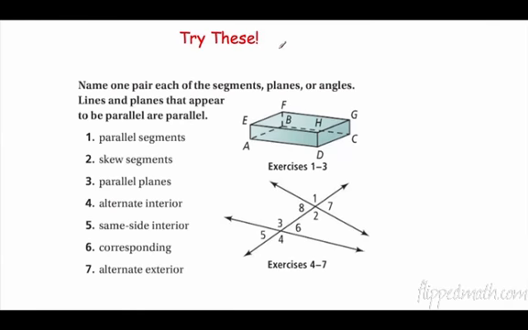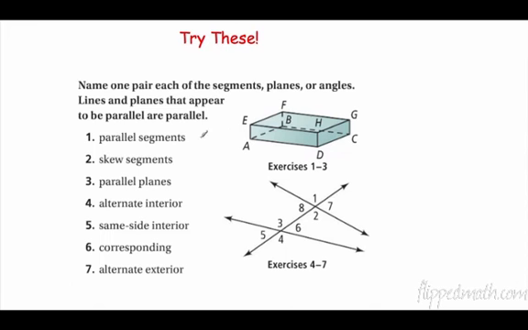All right, so I want you to right now pause this and try and answer these questions the best you can. All right, so we need to name one pair each of the segments, planes or angles, lines and planes that appear to be parallel are parallel. All right, so it appears that this is a box, so it looks like all these lines are parallel. So we're going to have a lot of answers, okay? You could have a ton of these.